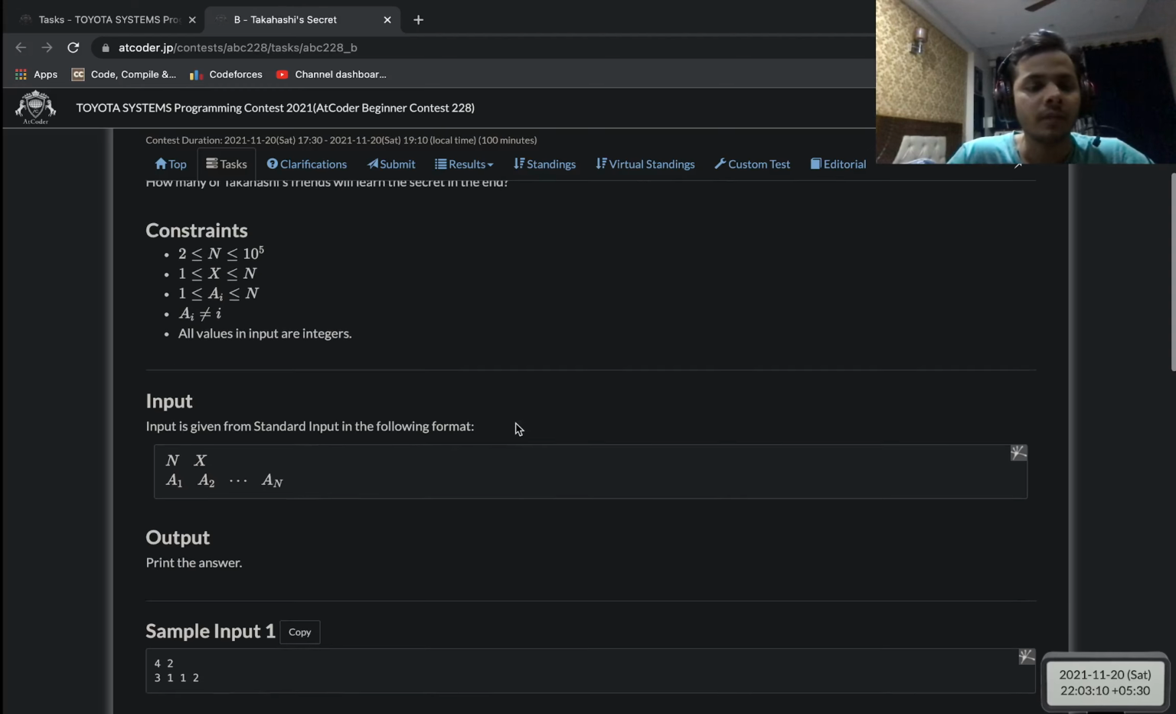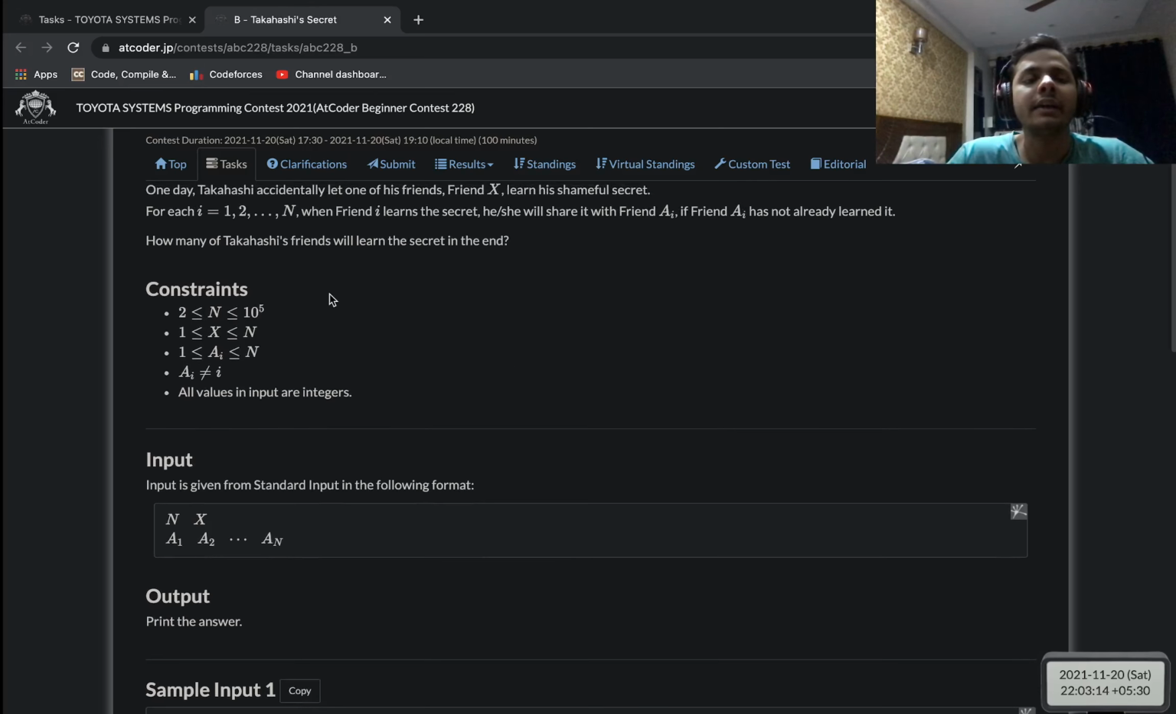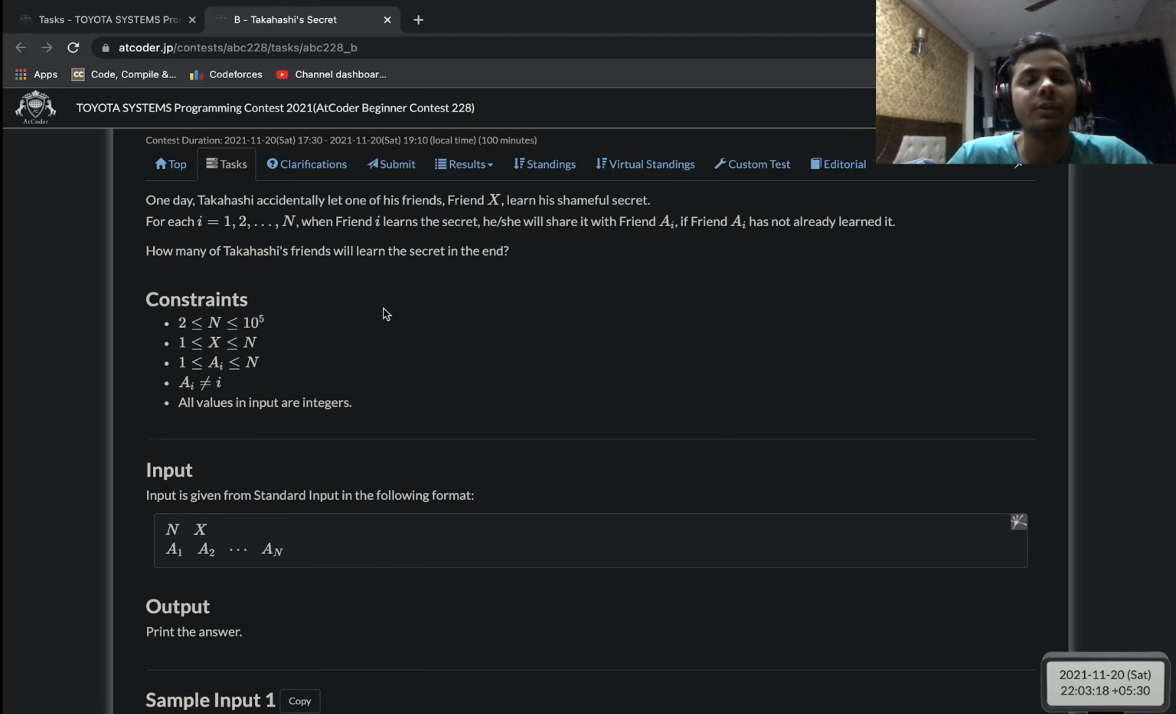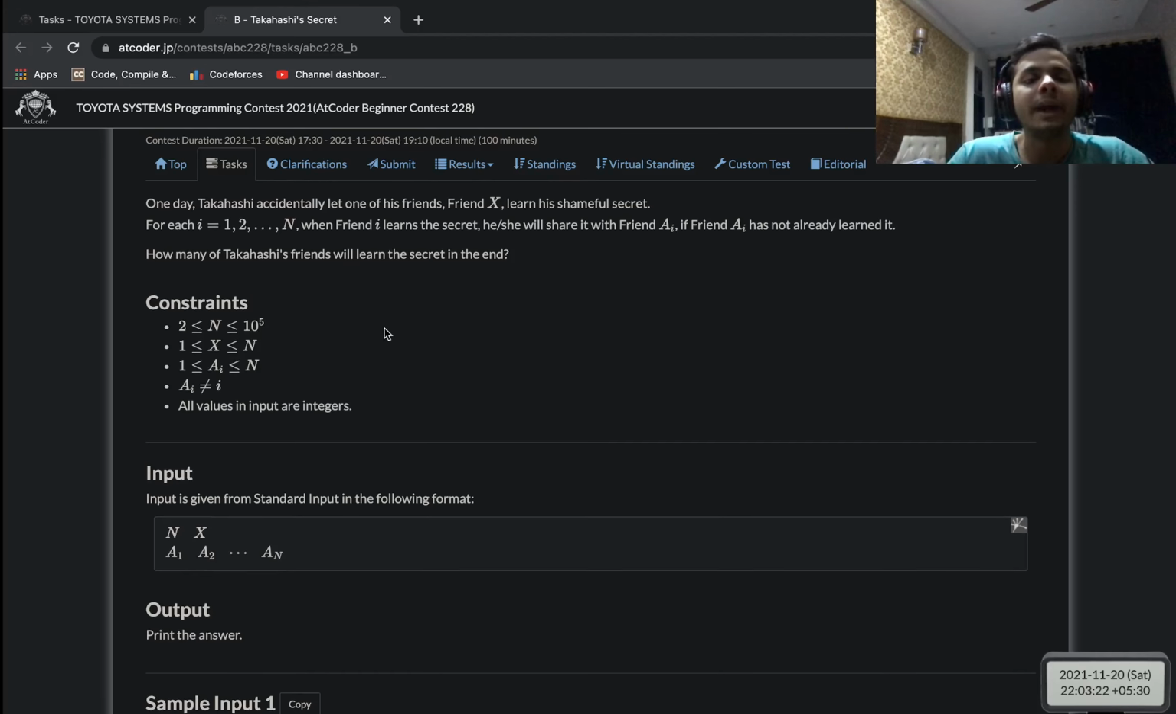Another method to do this is to notice that there are only n unique friends, so the total number of unique friends can never exceed n. What I can do is just keep going from I to A of I, then from A of I to A of A of I, and so on, up to a maximum of n times.